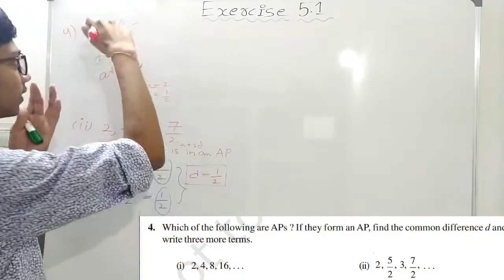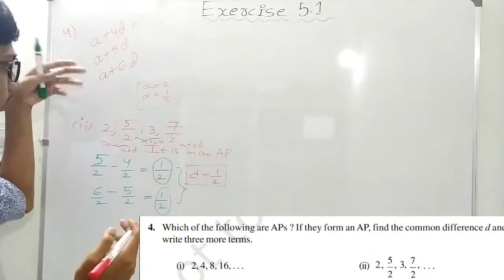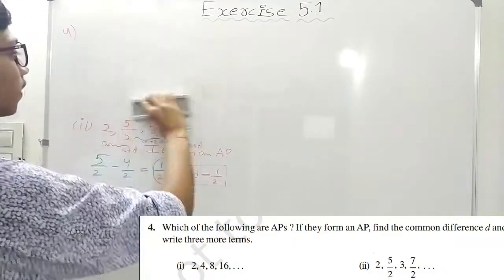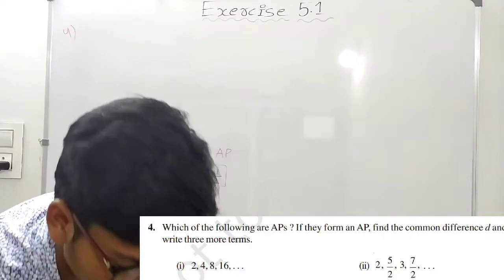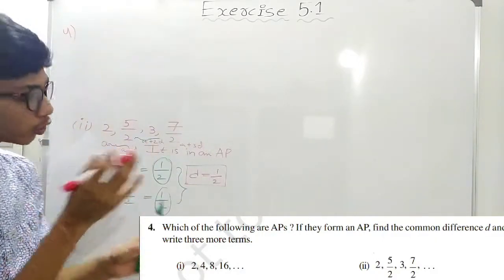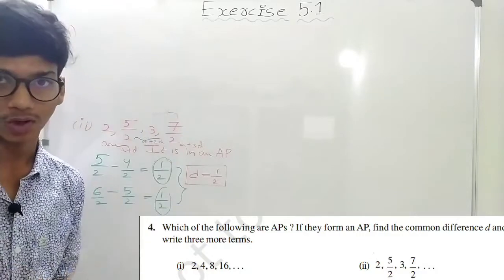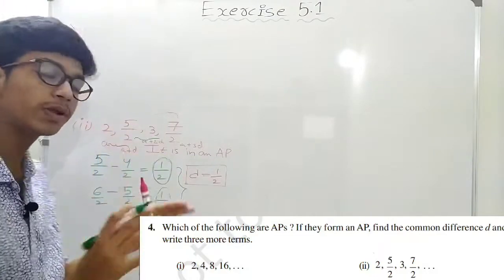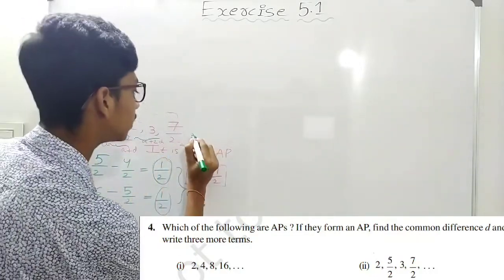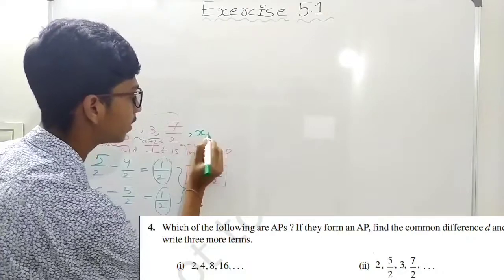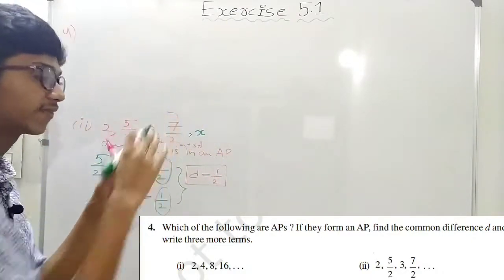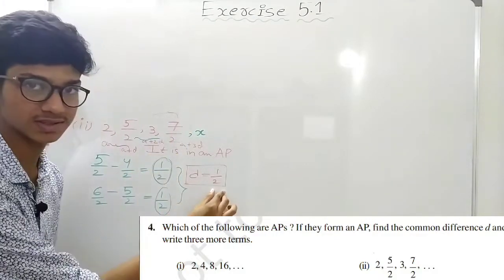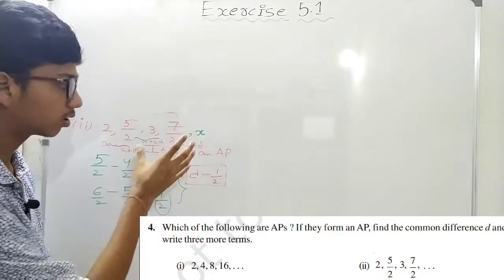Now you can find the next three values, but this is a method which takes somewhat more time. So the simple way is, first of all, let's understand why. We know that the difference should be equal so that this will be an AP. It is an arithmetic progression, so the difference must be equal. So if the next term is x, then x minus 7 by 2 will also be the common difference, because the difference is common and a fixed value.